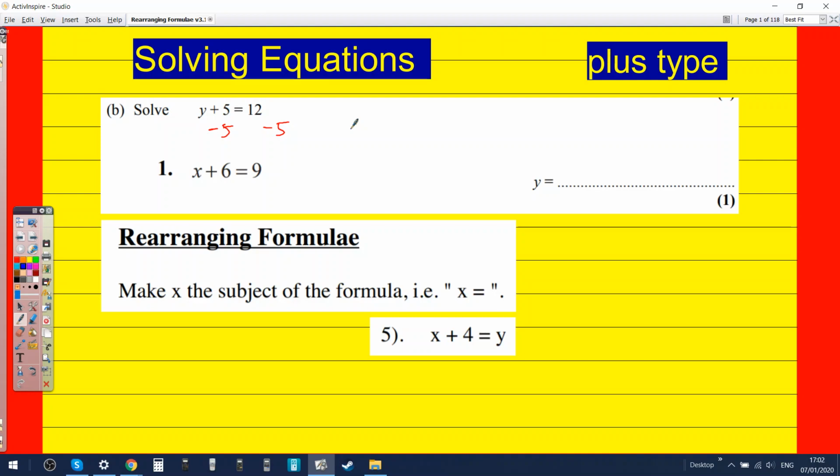12 take away 5? 7. Yes. I was just checking. And did we ever do this before? Or did No. Okay, you just heard inverse in school, was it? Yeah. Okay. All right. How about the next one?